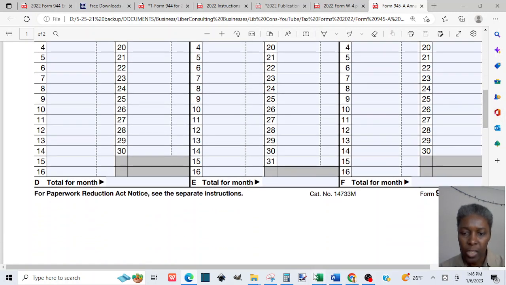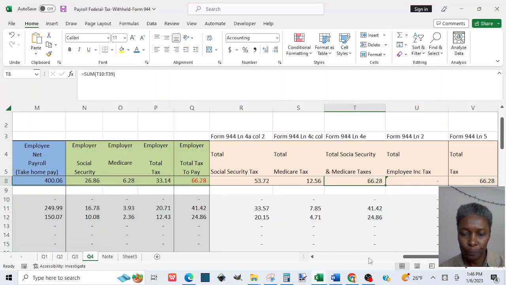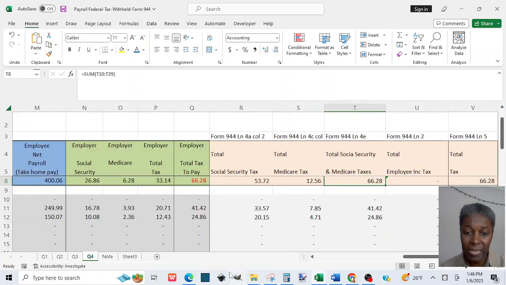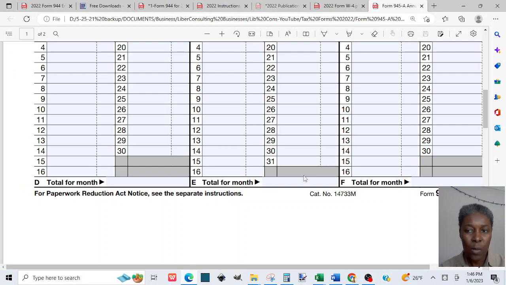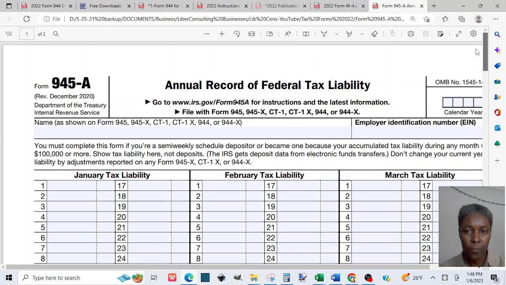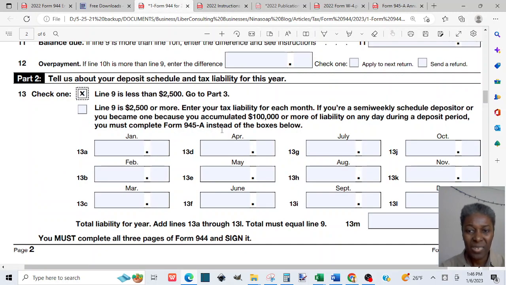Even if you have a summary page, everything pulled together to help you file your form, you could add that layout as a tab where you can track everything at that detail level to help you file Form 945, if you have to file Form 945. Okay, and that is for semi-weekly schedule depositor.